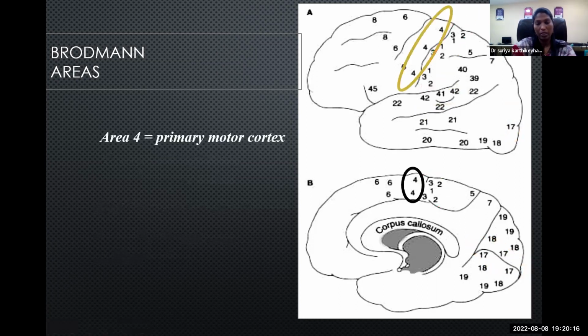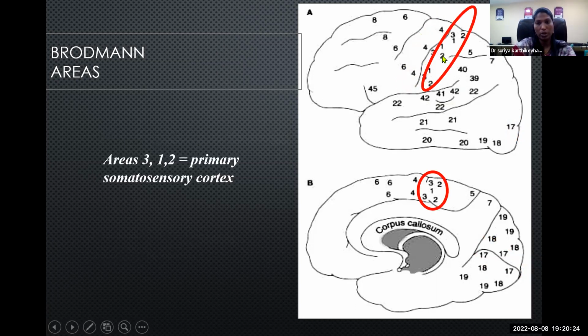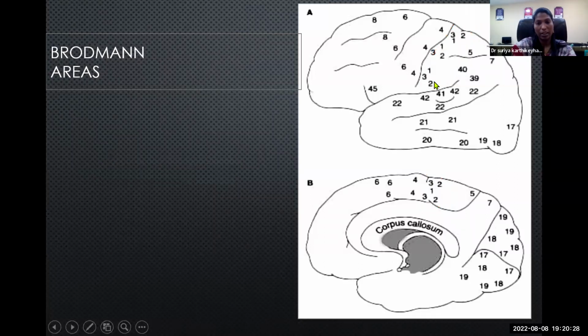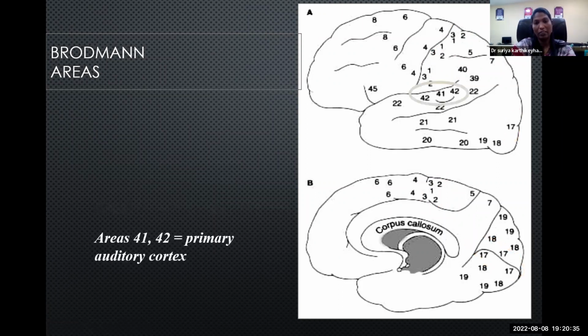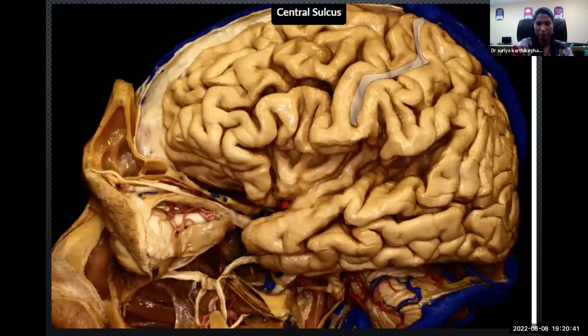I'll repeat. The motor area is in the frontal lobe, the precentral gyrus, area number 4. Areas 3, 1, 2 are the primary sensory area present in the postcentral gyrus. Then area number 17 in the occipital lobe is the primary visual cortex. And areas 41 and 42 in the superior temporal gyrus, in the temporal lobe, are mainly the primary auditory cortex.